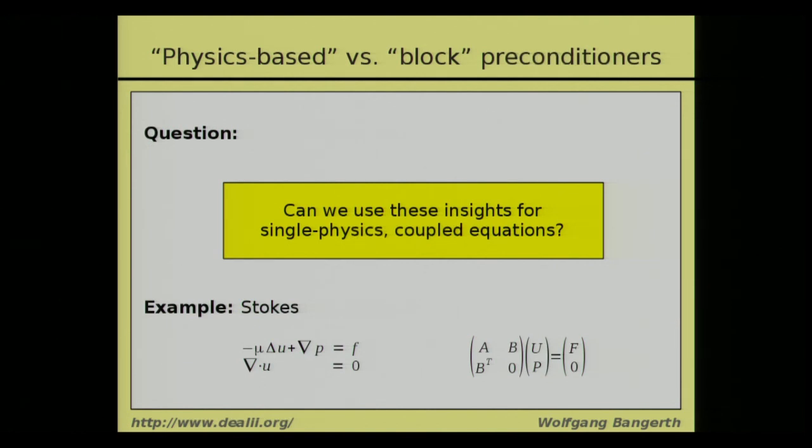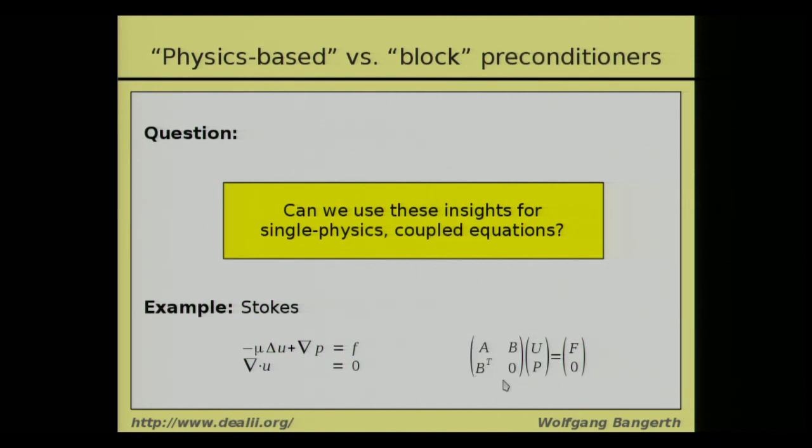So the big question then is, let's say now that I know how to do these physics-based preconditioners for problems where I have multiple different physics, can I generalize this, or can I apply what I learned to equations like the Stokes equation? So the Stokes equation is down here. I have the Laplace term, the gradient of the pressure, the divergence of u, and so the matrix that comes out looks like this.